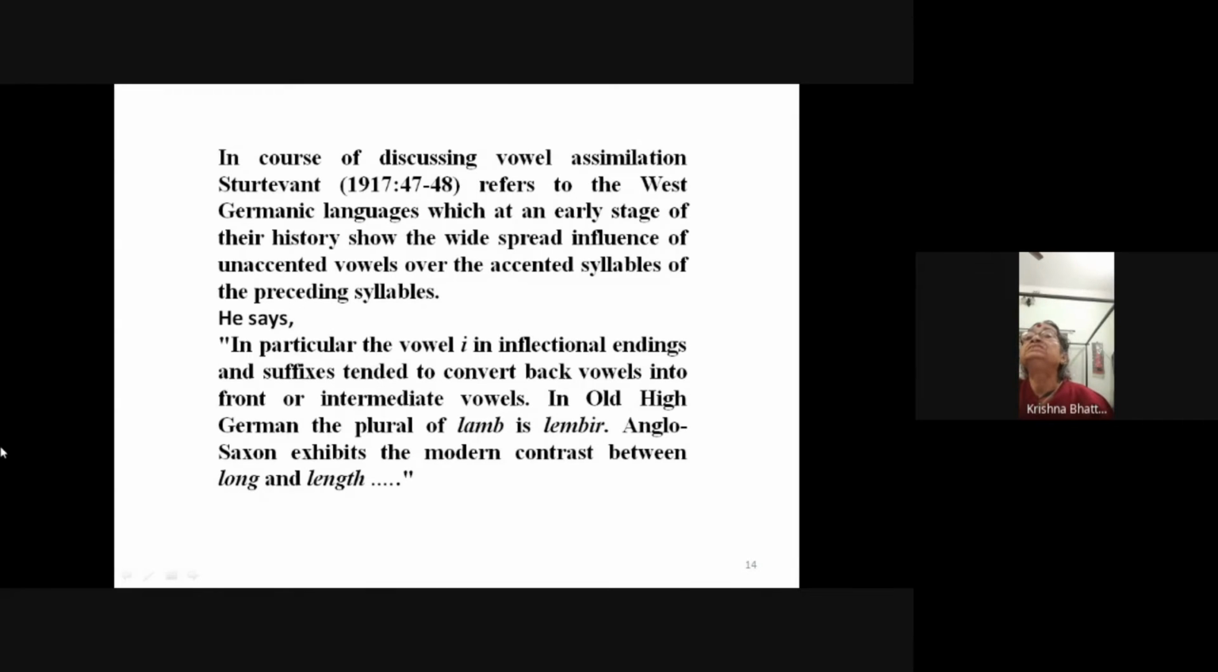In the course of discussing vowel assimilation, Sturtevant refers to the West Germanic languages, which at an early stage of their history show the widespread influence of unaccented vowels over the accented vowels of the preceding syllables. He says, I quote, "In particular, the vowel i in inflectional endings and suffixes tended to convert back vowels into front or intermediate vowels." In Old High German, the plural of lamb is lembir. Anglo-Saxon exhibits the modern contrast between long and length.